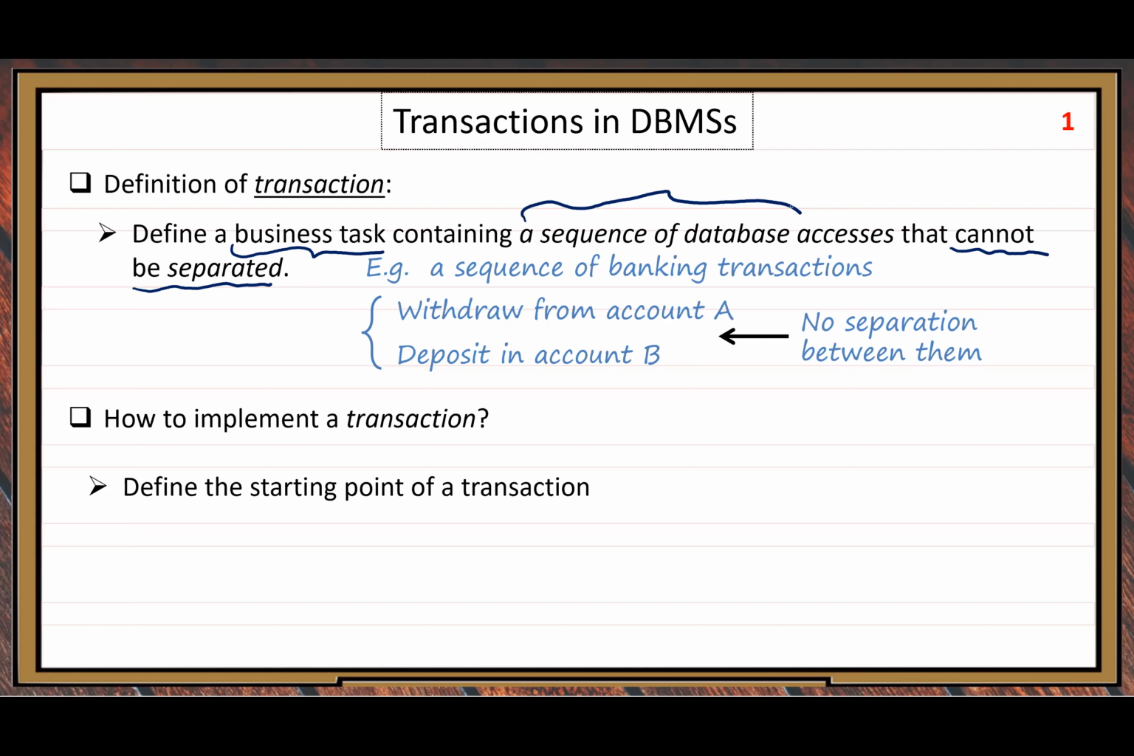The system does not know your business. So you need to tell the system, this is the sequence of activities or database accesses. That's my transaction. So how do you define that sequence? You need to have a starting point.